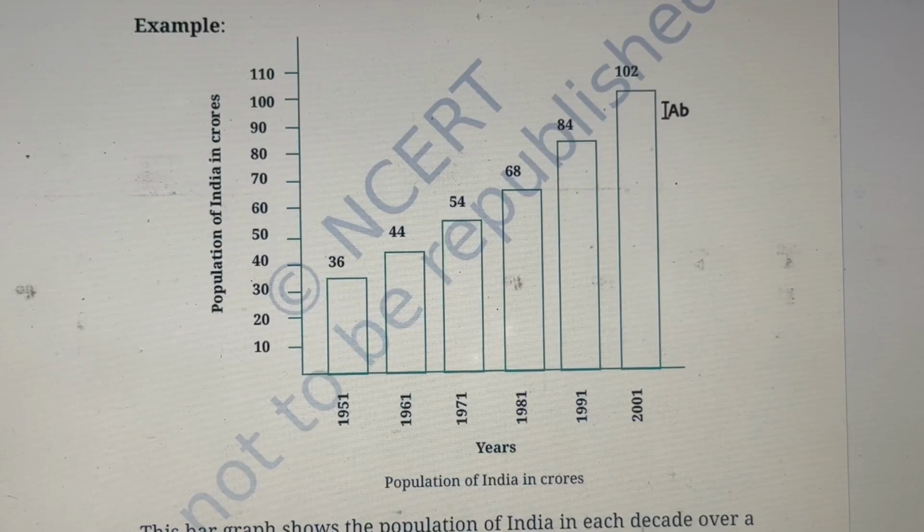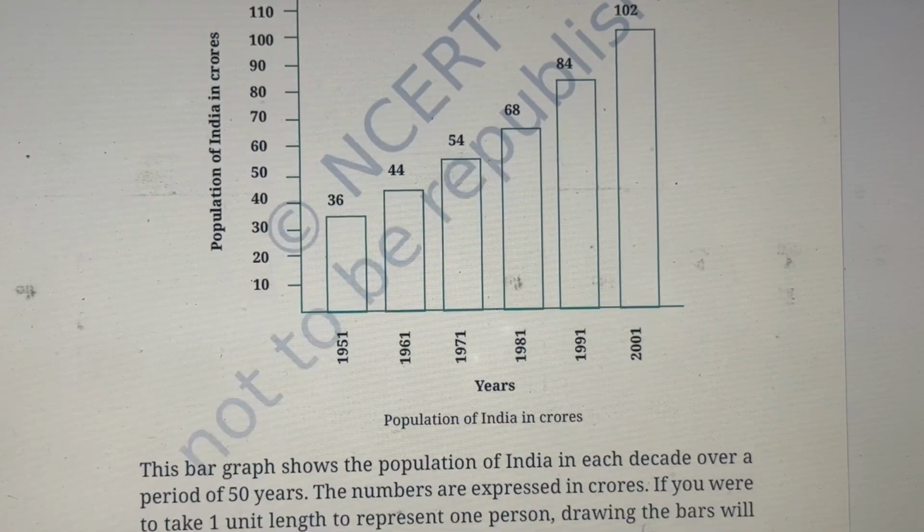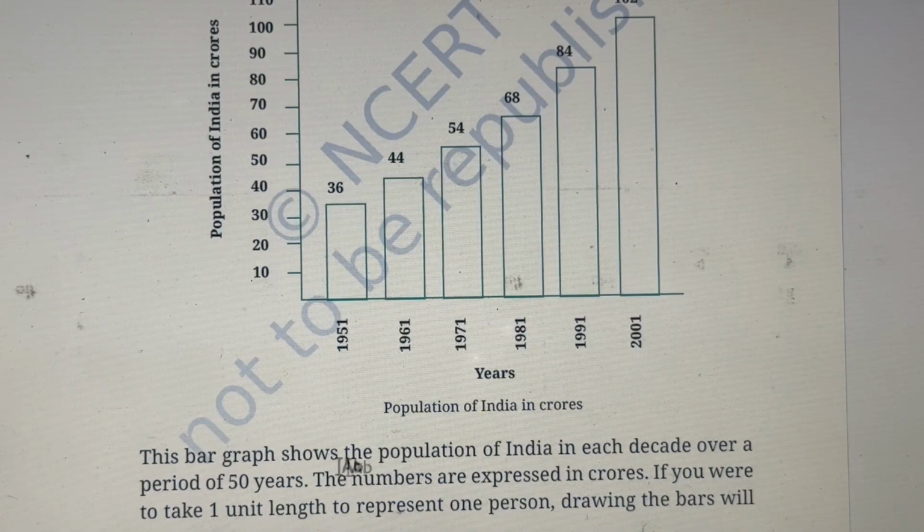Okay. So now again, there can be many questions asked based on this. So this bar graph shows the population of India in each decade over a period of 50 years, right? Each decade means 10 years, okay? So 1951 to 1961, that is one decade. So this is the second decade. Third decade, fourth decade, and fifth decade, that is 50 years. That's why it is 50 years.